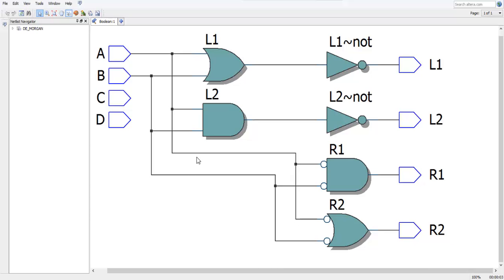This is the circuit which will help us implement De Morgan's laws. L1 and R1 will be equal, confirming the first law, and L2 and R2 will be equal, confirming the second law. These inputs C and D are left here by mistake, so we can just ignore them. These are the inputs that will be used for both the first and the second equation.